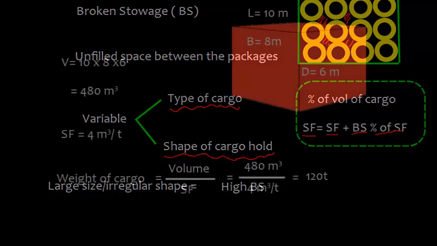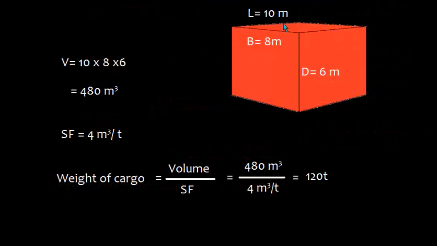Now let me solve this simple numerical. Suppose this is a cargo compartment. Length is 10 meter, breadth is 8 meter, and depth is 6 meter. So the volume will be length times breadth times depth, which is 480 cubic meter. Suppose there is a cargo which has a stowage factor of 4 cubic meter per ton. Now we need to find how much cargo can be loaded completely.